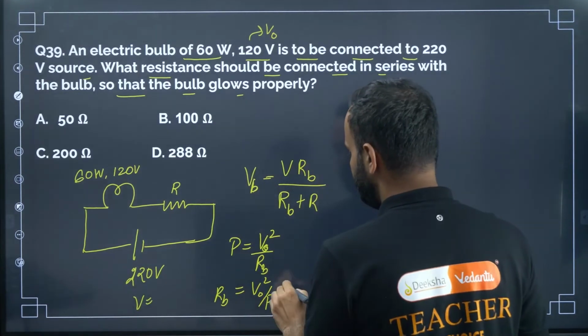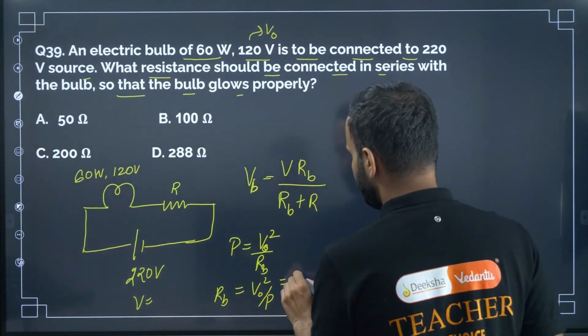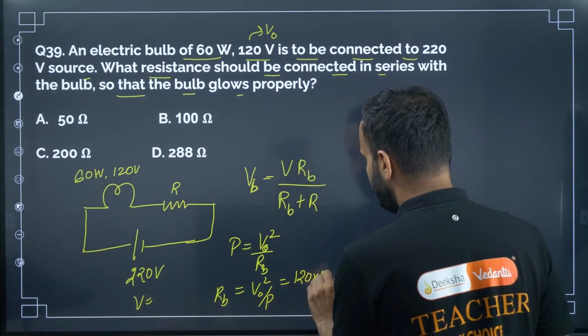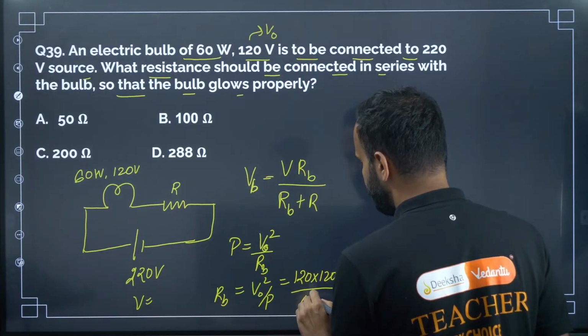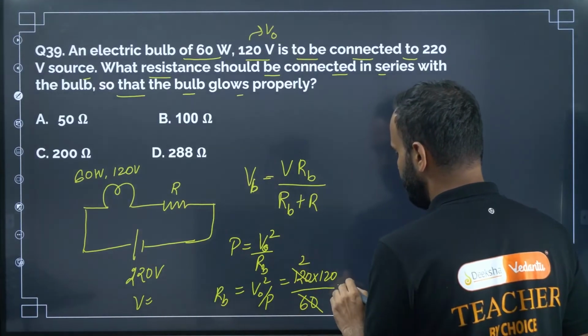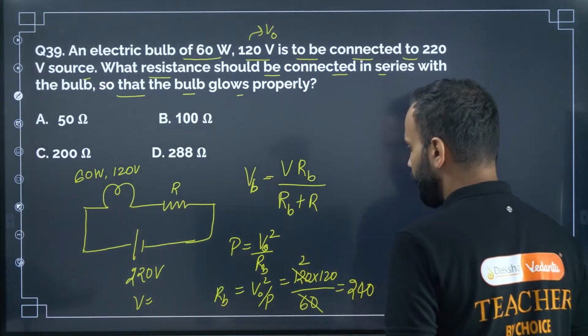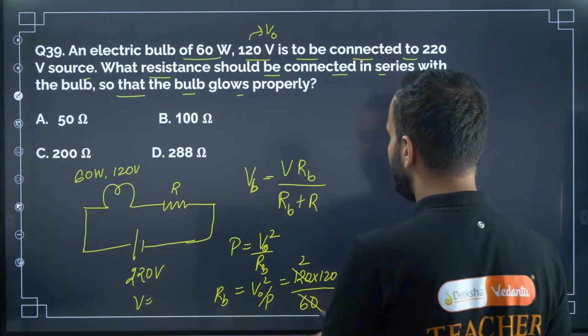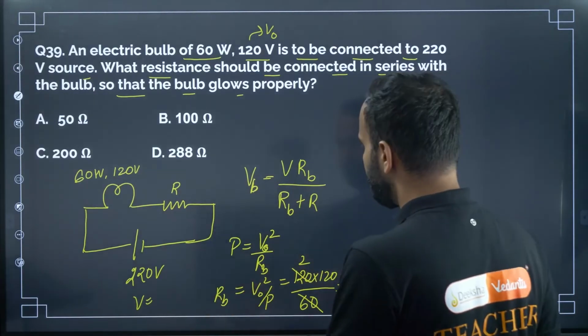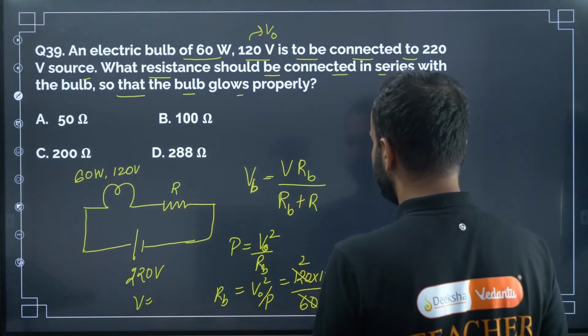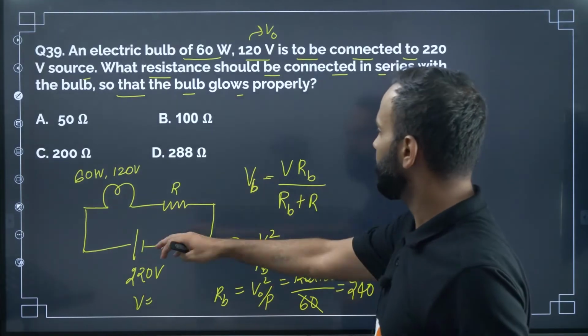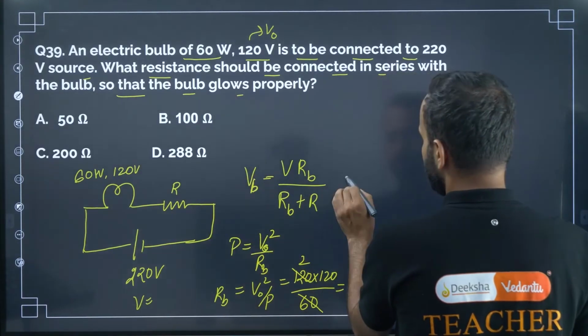Okay, so now what is VO square? Here VO square is 120 squared, right? That is 120 into 120 divided by P, that is 60. So 6 twos are 12, so this will be 240. Okay, so now substitute the value of RB and the value of V, we will get the value of R, right? And potential difference across the bulb is 120 volt, right?